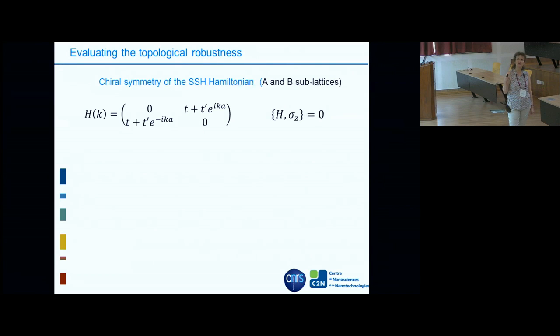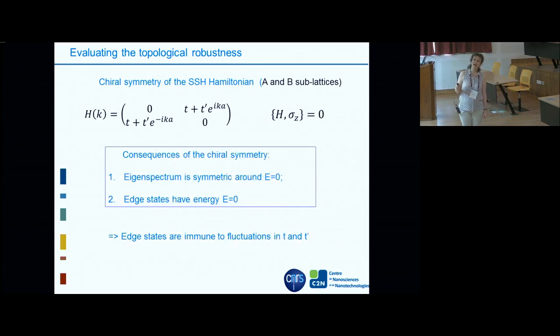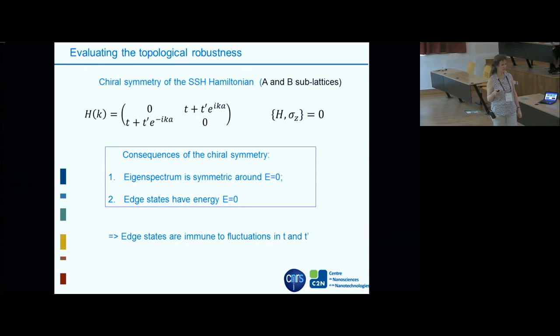This is what is called the chiral symmetry. It is because we have 2 sublattices. This is the same as in graphene. You have particular properties coming from this chiral symmetry: the spectrum of eigenstates is symmetric around 0, and you expect to have edge states at an energy E equals 0.